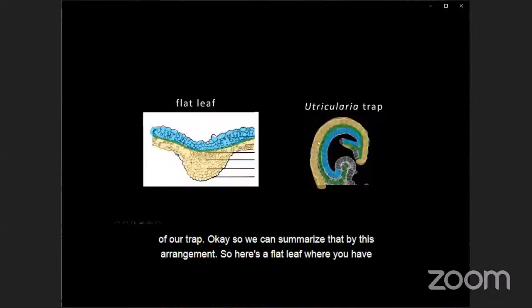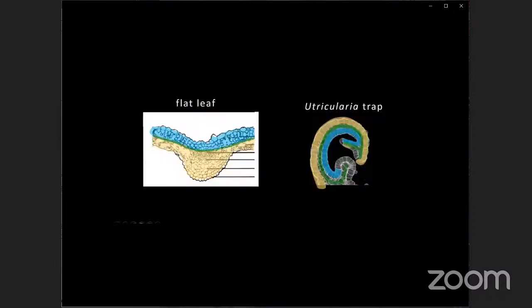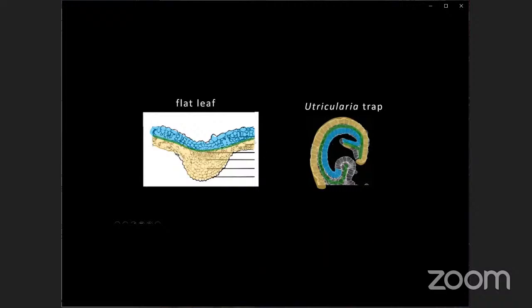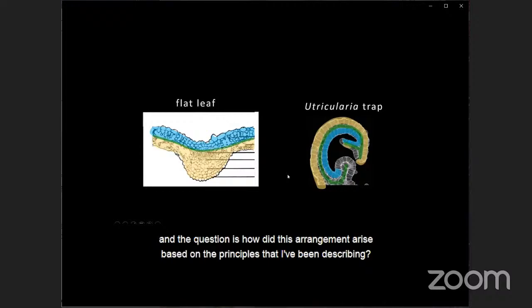So we can summarize that by this arrangement. Here's a flat leaf where you have the blue on the upper, brown on the lower, whereas in Utricularia, in a trap, we have brown on the outside and blue on the inside. So the blue inside corresponds to the upper surface of the flat leaf. And the question is, how did this arrangement arise based on the principles that I've been describing?